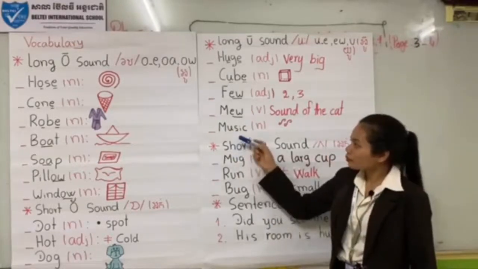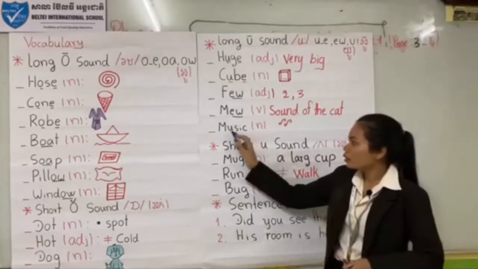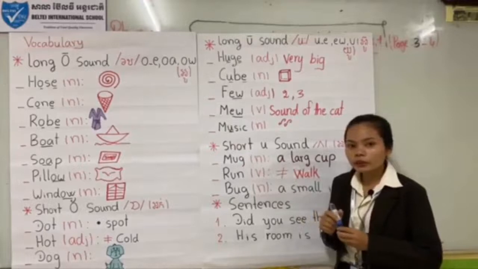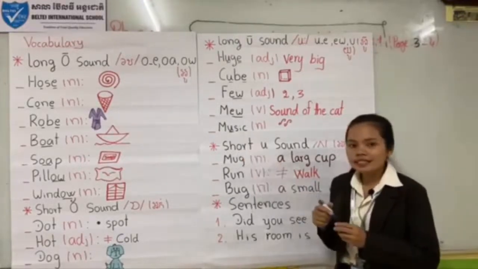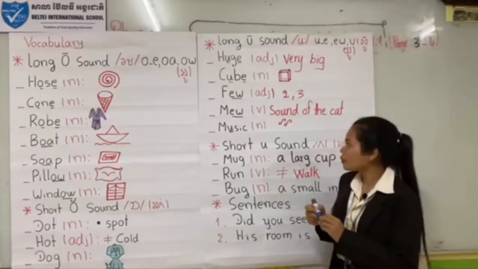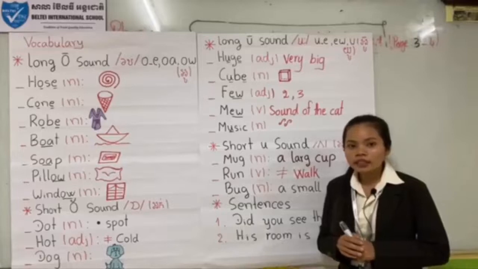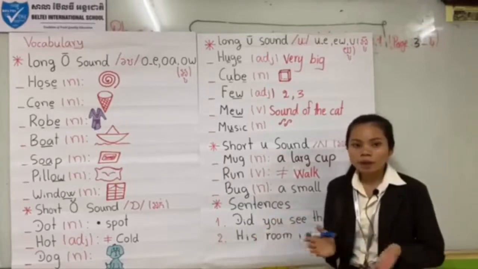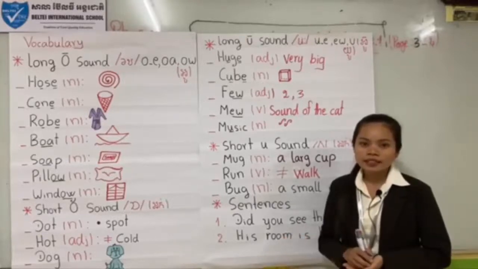Next. Music. You hear sound u, music. Okay, music is a kind of instrument. Like what kind of music do you like? Pop music or traditional music?